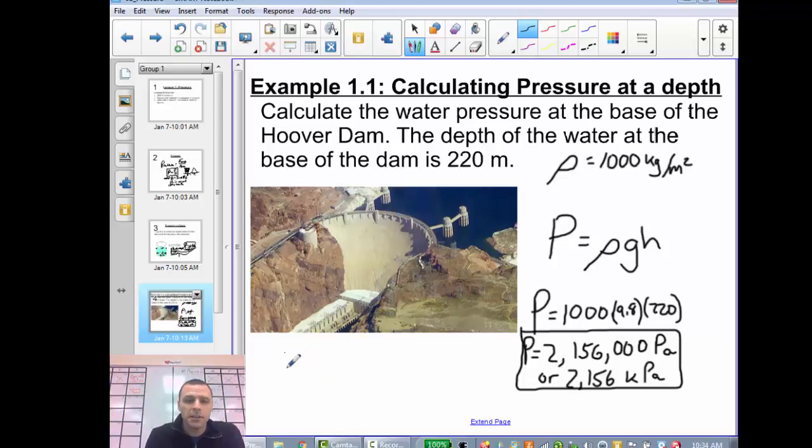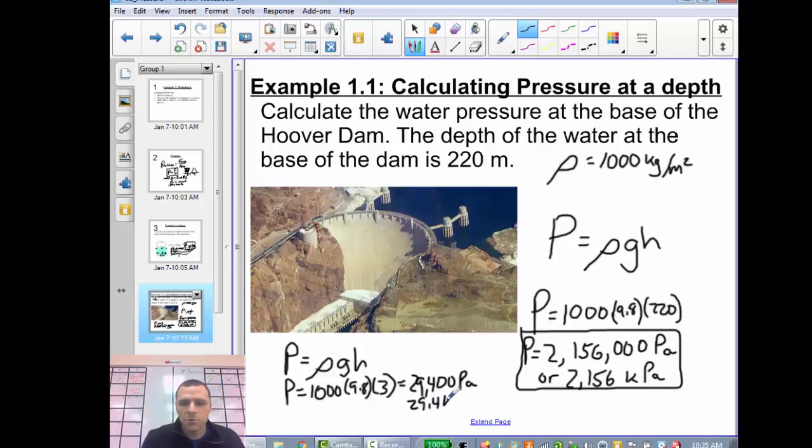If you were to just calculate the pressure at the bottom of, let's say, the swimming pool here at the high school, which is 10 feet deep, so it's about 3 meters, you would still have the same type of liquid water, so we'd have the same density. And the swimming pool here is only about 3 meters deep, so if you dive down to the bottom of the in-ground pool, the pressure is only 29,400 pascals, or 29.4 kilopascals. So the depth is really the key factor in terms of water pressure.